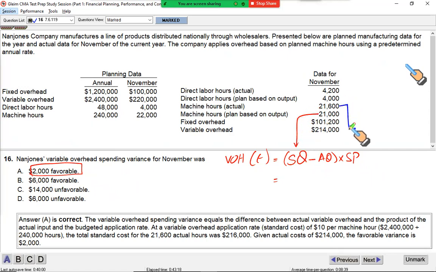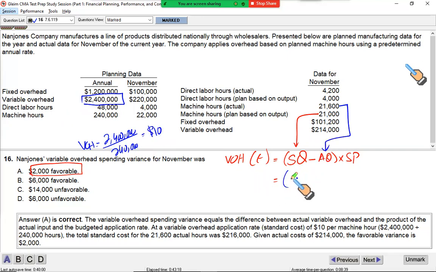The actual quantity of hours we actually used was 21,600. And the variable overhead rate we calculated previously in the question: estimated variable overhead for the whole year, divided by your estimated denominator level, that is 240. So in the previous question, we calculated this to be $10. So just put it in.